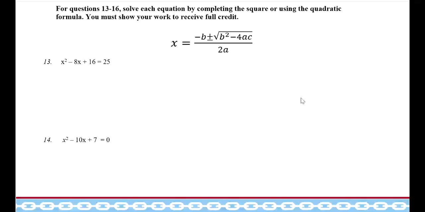For 13 through 16, we have our choice of completing the square or using the quadratic formula. The important thing there is if you want all the credit, you've got to show work. You can't just write down answers.